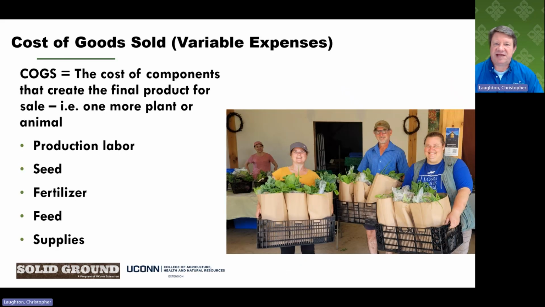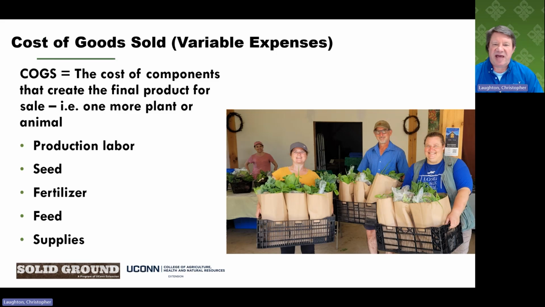Well, first, before we do that, let's define some terms. So cost of goods sold, I mentioned that term earlier, or variable expenses, is basically the cost of components that create the final product for sale. In other words, one more plant or animal or gallon of milk or what have you. So these include things like production labor, seeds, fertilizer, feed for animals, supplies, basically anything that goes into our plants or animals.